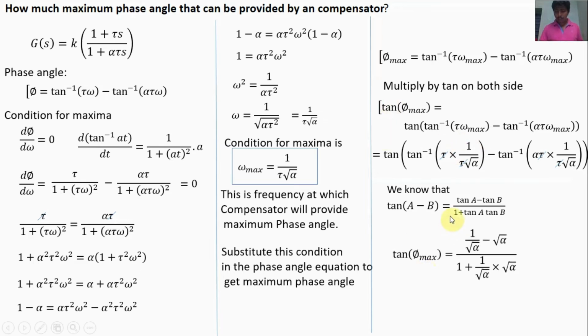Substitute: tan phi max is equal to tan a, where tan and tan inverse cancel. So it is 1 by root alpha minus, here tan b, tan and tan inverse cancel, root alpha, divided by 1 plus tan a tan b. So tan phi max is equal to (1 minus alpha) by 2 root alpha. This is the maximum phase angle provided by the compensator.